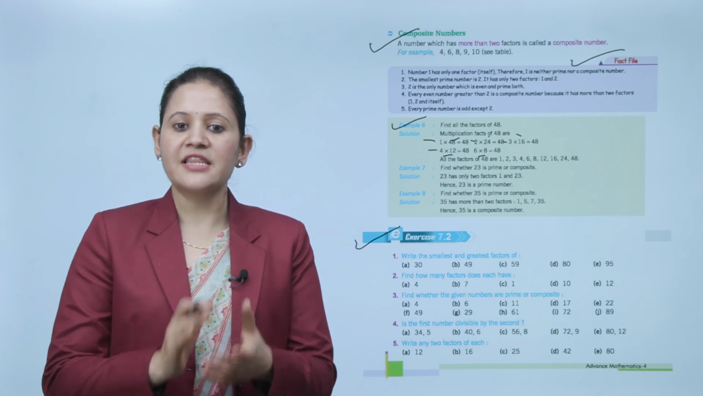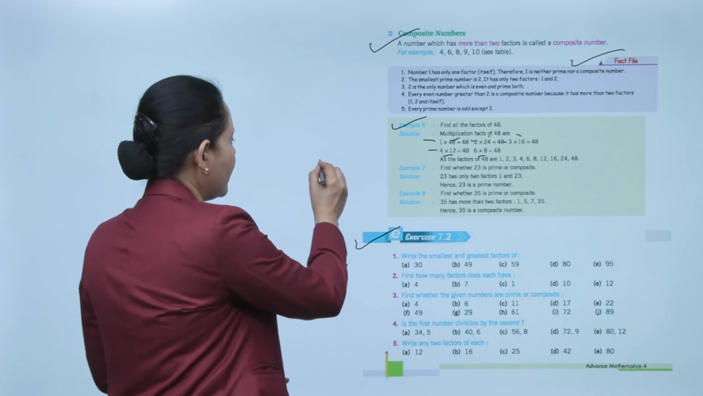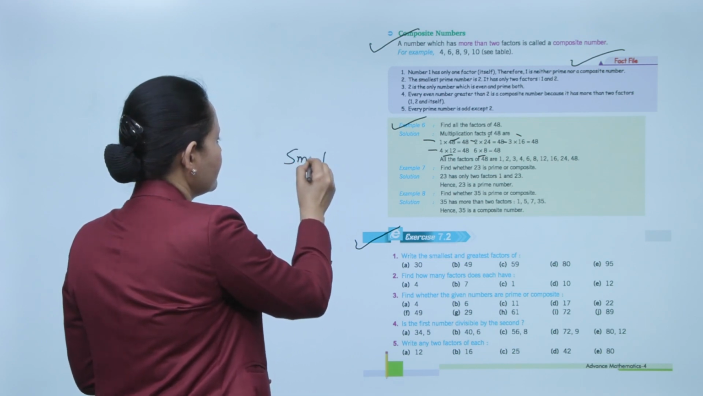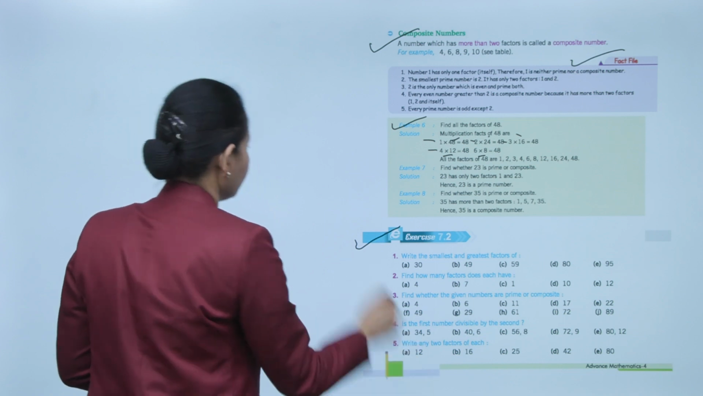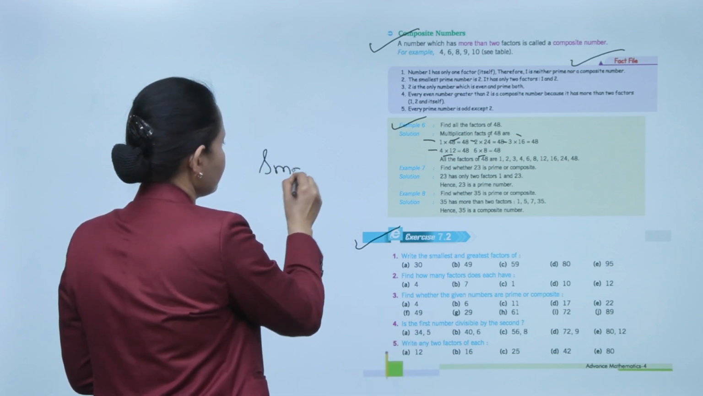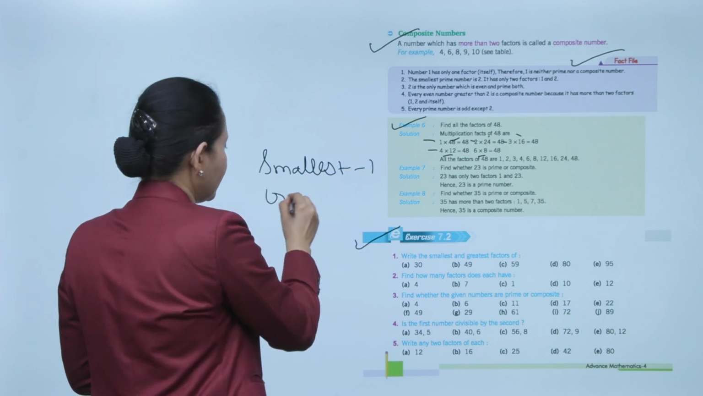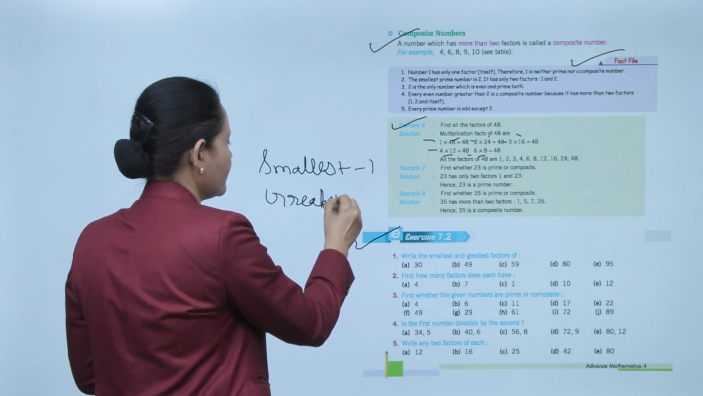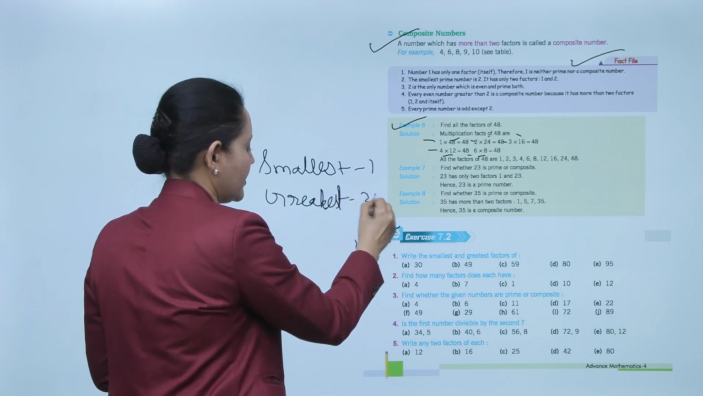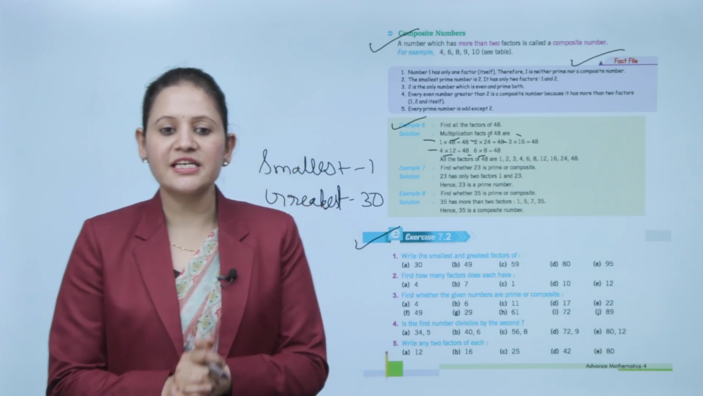Next is exercise 7.2. Write the smallest and the greatest factor of 30. So the smallest is 1 and the greatest is the number itself, that is 30. Clear? So you have to practice all the questions of this exercise.